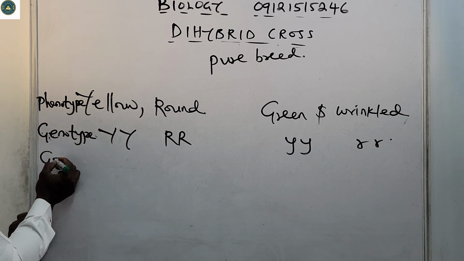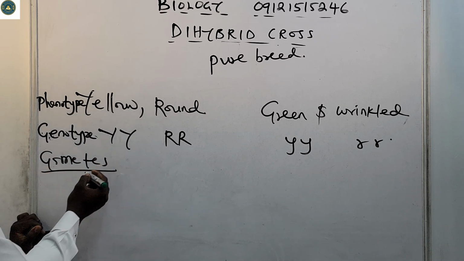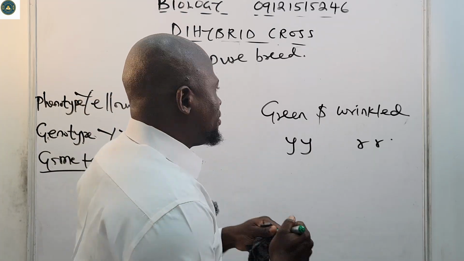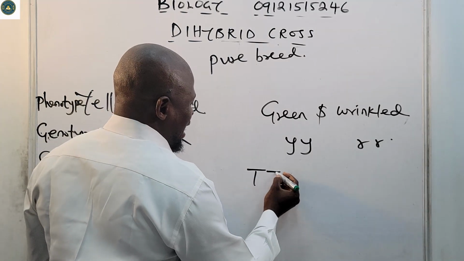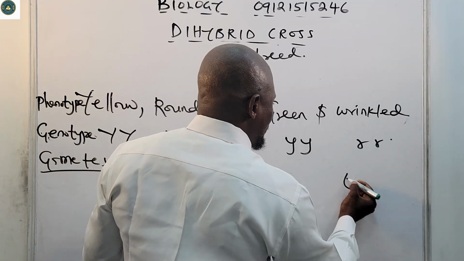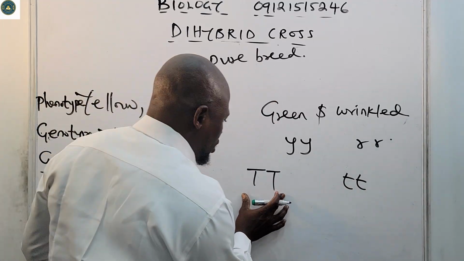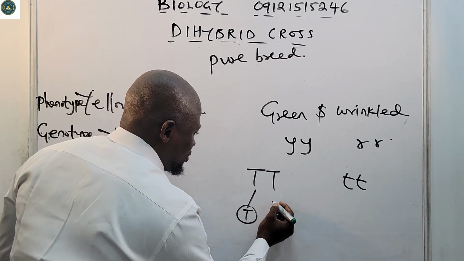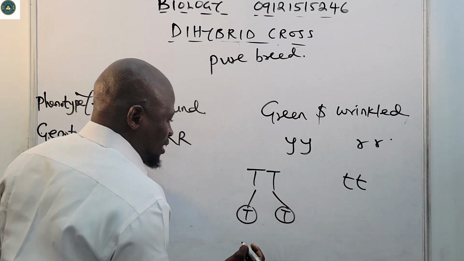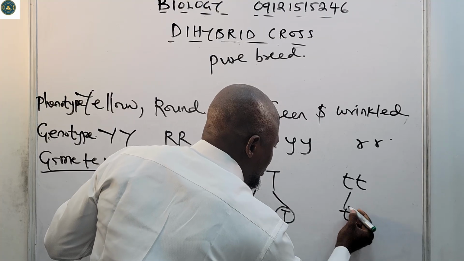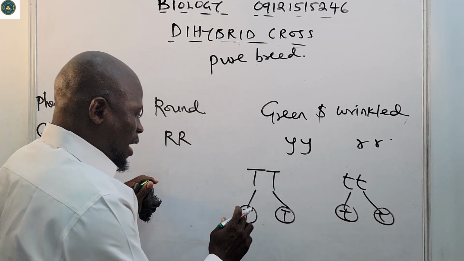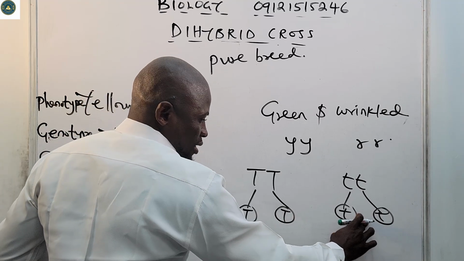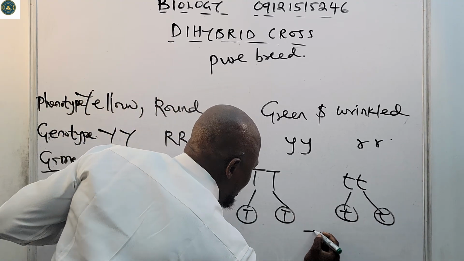Okay, now we have our gametes. So how do we get our gametes? When we were discussing monohybrid cross, we considered height, TT and tt. This is tall, this is dwarf. And then what did we say? We can break this into T and T, then break this one into t and t. This one will bring one allele, this one will bring the other allele. They'll combine, and we now have Tt.